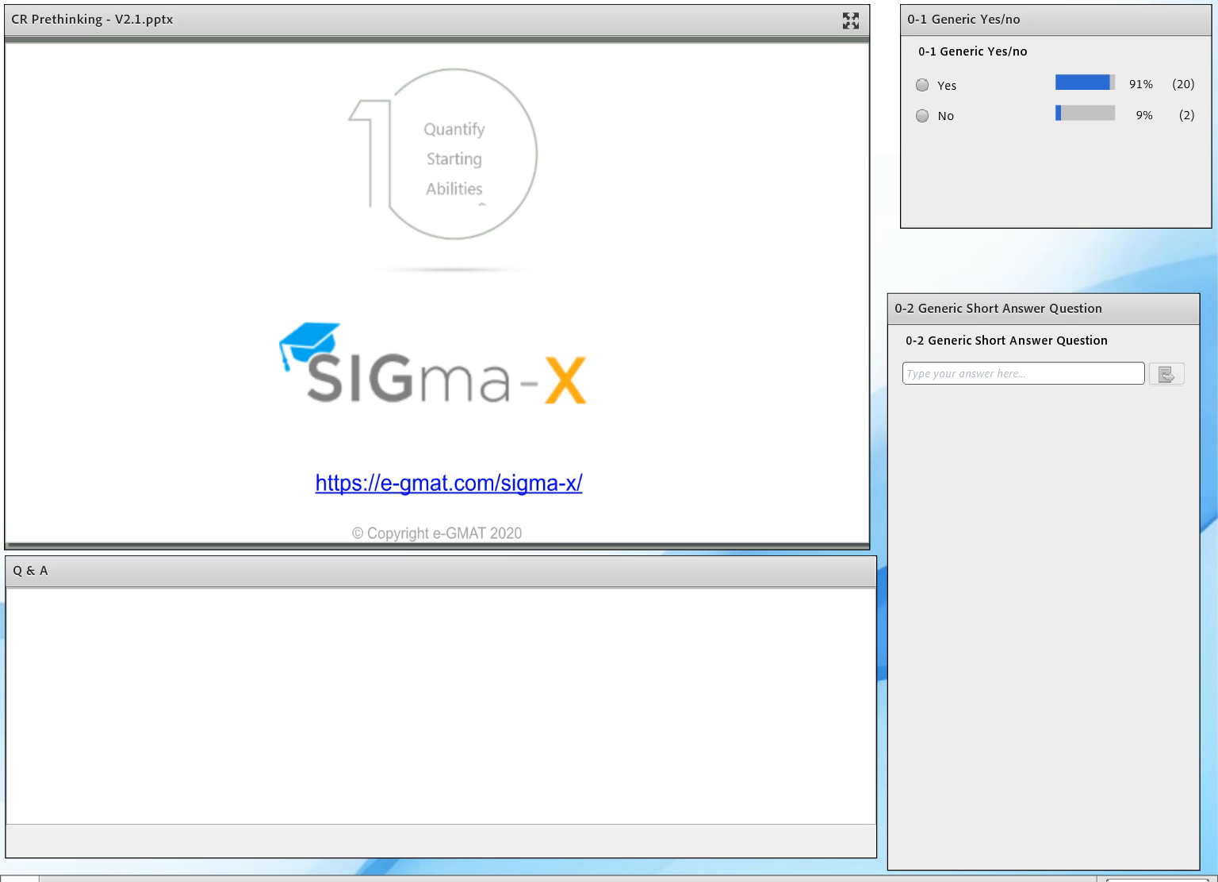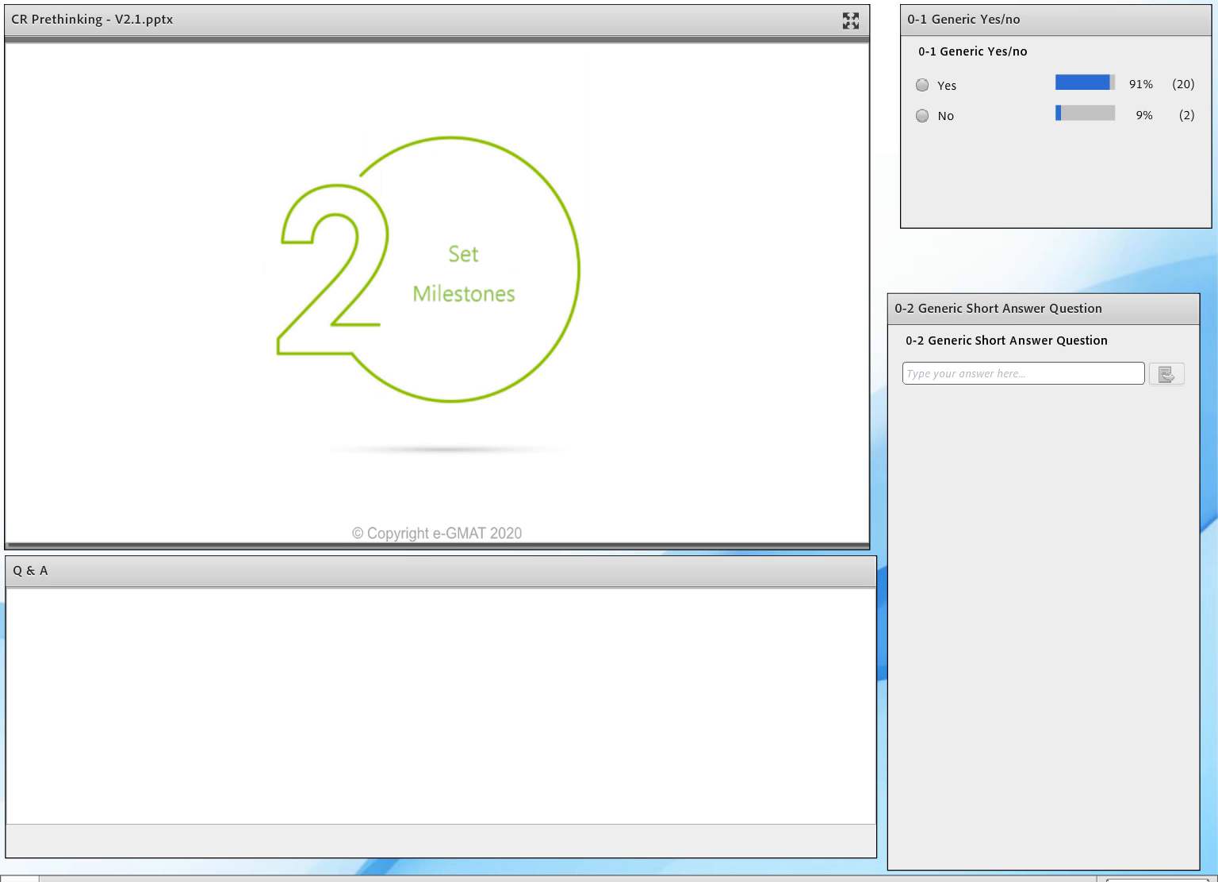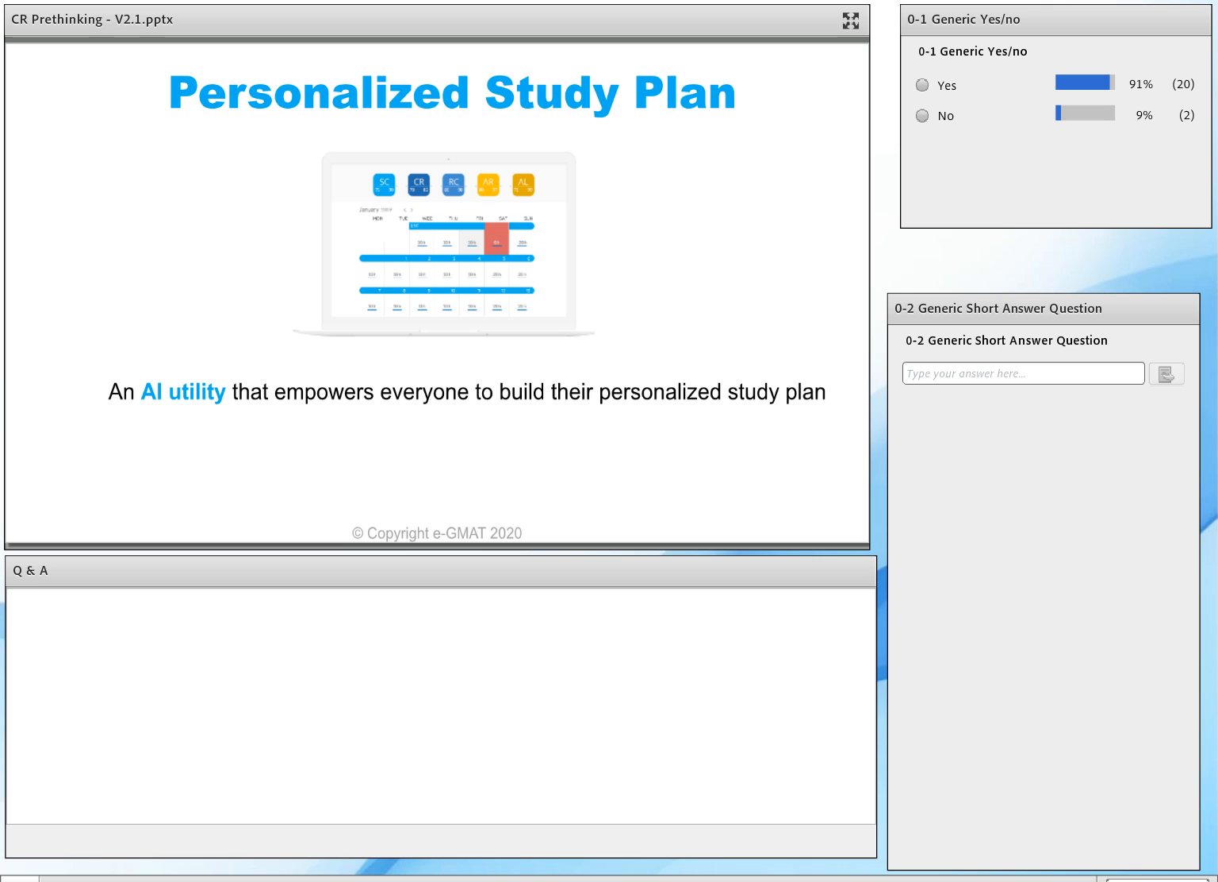Okay, so how do you get your starting abilities? We offer a Sigma X mock. It's the world's only mock test that gives you your starting abilities. The only other way to get your starting abilities is to take the real GMAT, then order an ESR, which tells you your starting abilities. Okay, so you take a Sigma X mock, you get your starting abilities, and you've got to set your milestones.